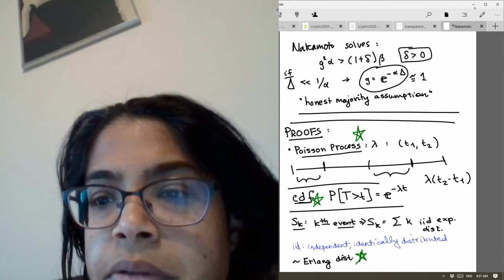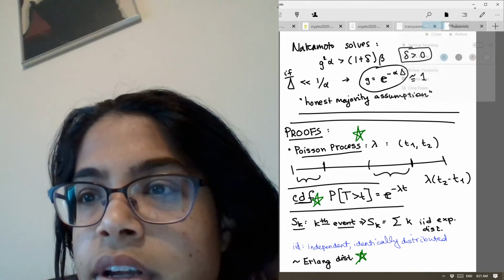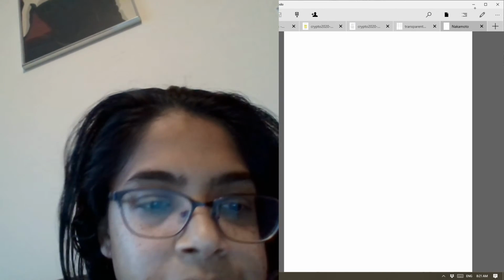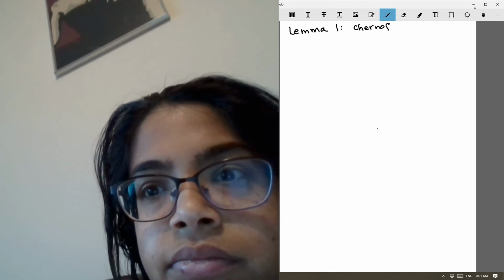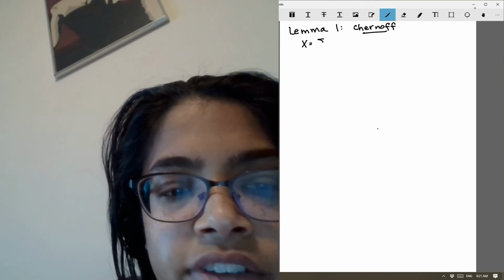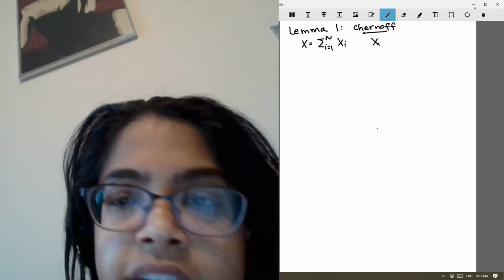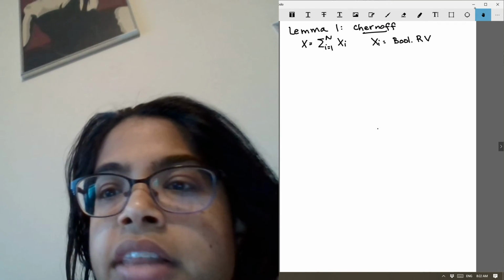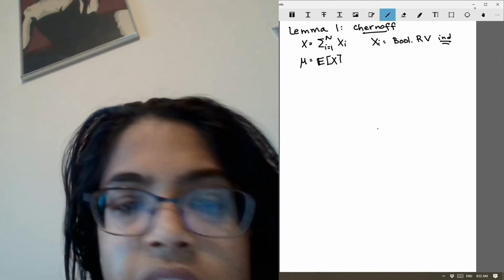So the next thing we want to do is go to the next page. Okay. And now we can talk about some lemmas. These are pretty standard in literature, which have to do with the Chernoff bound. So lemma 1 is Chernoff. X is equal to the sum of i equals 1 to n of X_i, and X_i is a Boolean random variable, and these are all independent of one another. Mu is going to be the expectation of X.